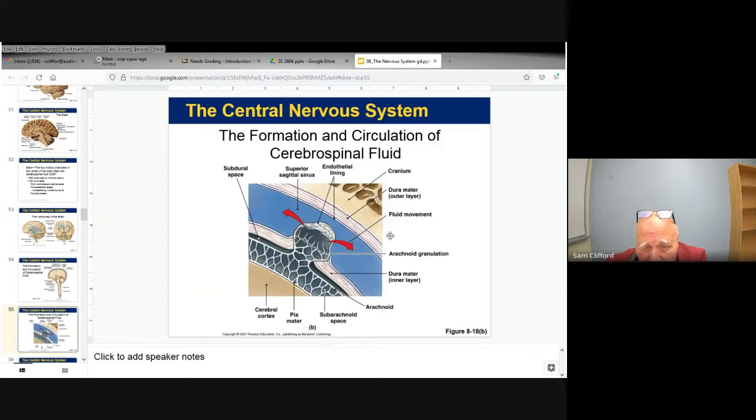Here we have the dura mater inner layer, here we have the arachnoid space where the cerebrospinal fluid is circulating. And here we have the bone, the cranium. This cerebrospinal fluid is produced from the choroid plexuses of the brain and in all of these cavities in the ventricles, and it's going to be released from the arachnoid space into the superior sagittal sinus in between the dura mater.